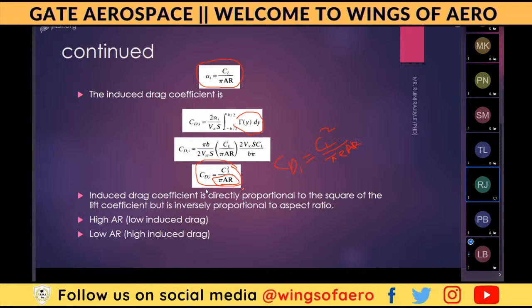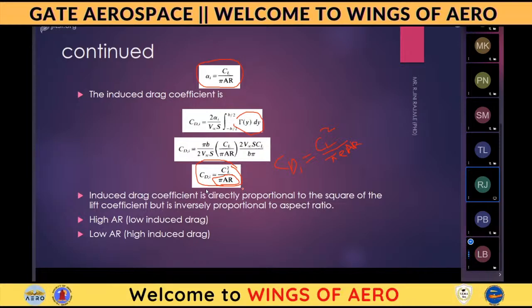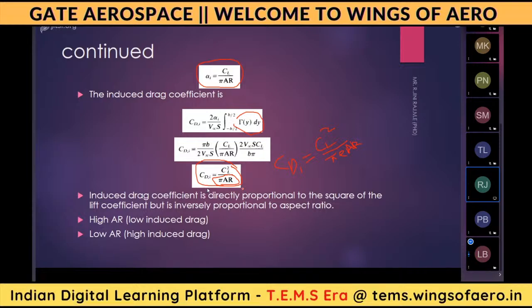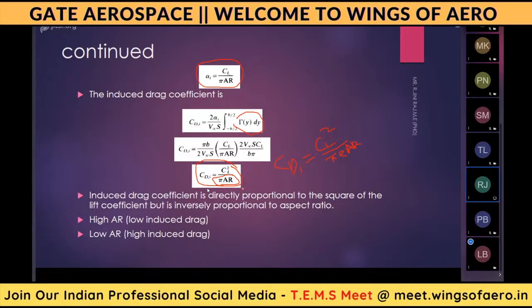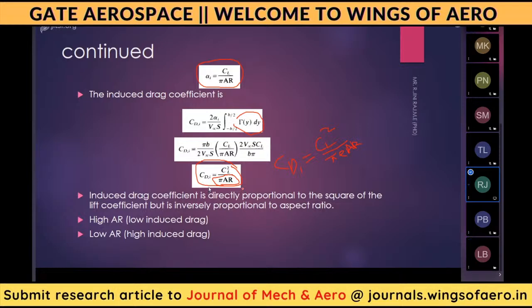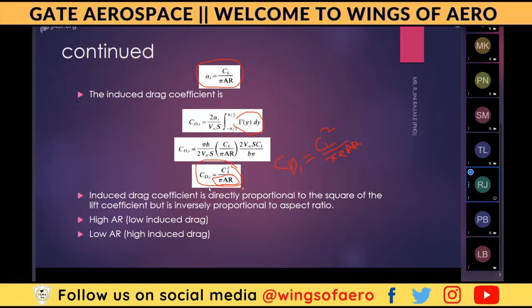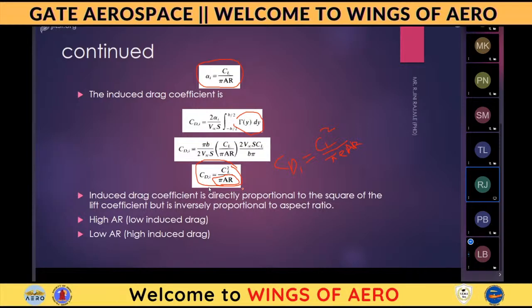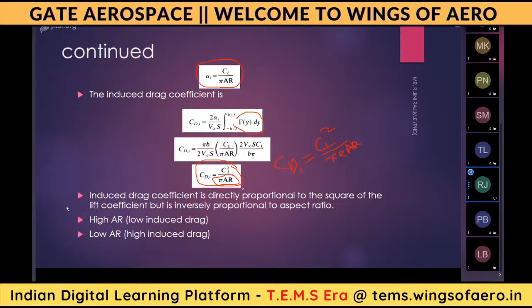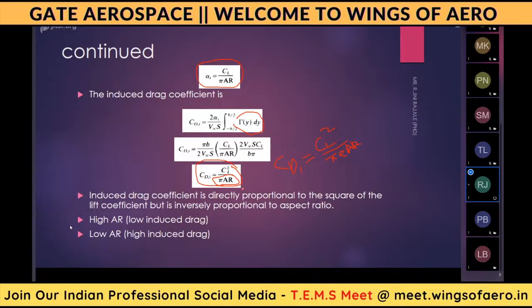Sir, E is the Oswald efficiency factor. It is used to incorporate the drag over the entire wing. Okay, fine. But here one difference is there. What is the difference between these two formulas? Just look at the formula itself, there is a small difference. Sir, in the denominator, E is the Oswald efficiency factor, which is used to incorporate the drag over the entire wing. Okay. Here also we are calculating for the entire wing only. Elliptical distribution for the entire wing only.